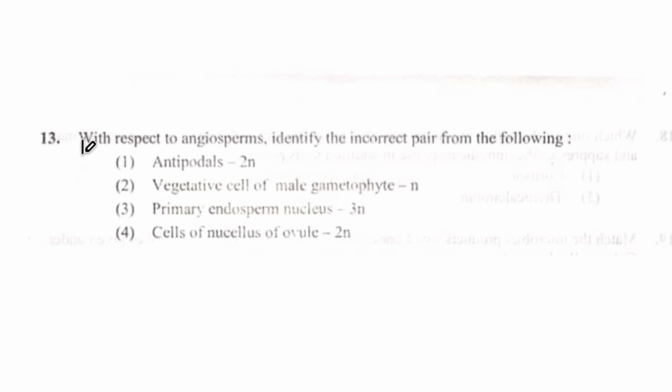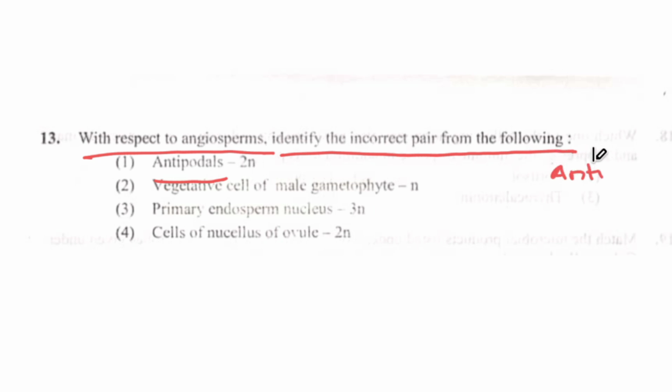Next question. With respect to angiosperms, identify the incorrect pair from the following. Antipodal cells, it is n in number. As the embryo sac is n, the cells which are present in the embryo sac will be n, not 2n. So this one is right here.